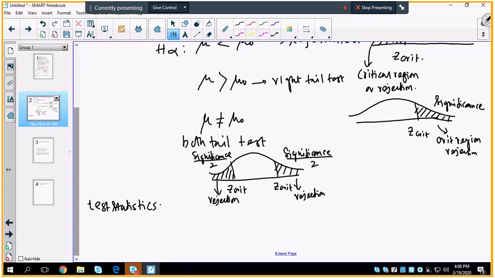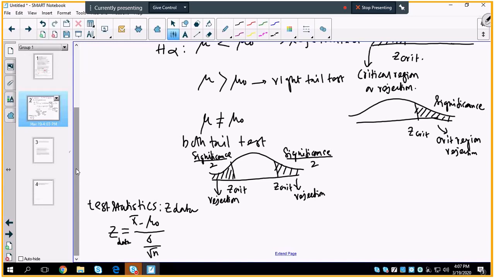Which is the Z data. In Z test we call it Z data, in T test we will call it T data, but the rest of the process is exactly the same. So Z data is given by Z equals the new mean minus the existing mean over the population standard deviation over the square root of the sample size.